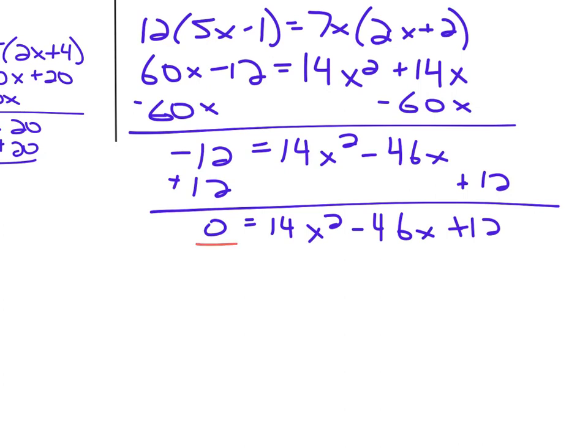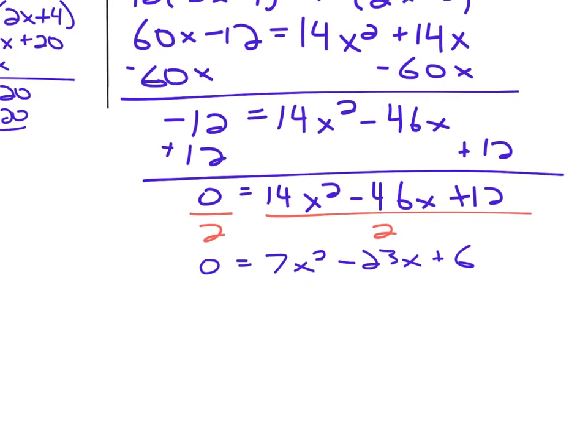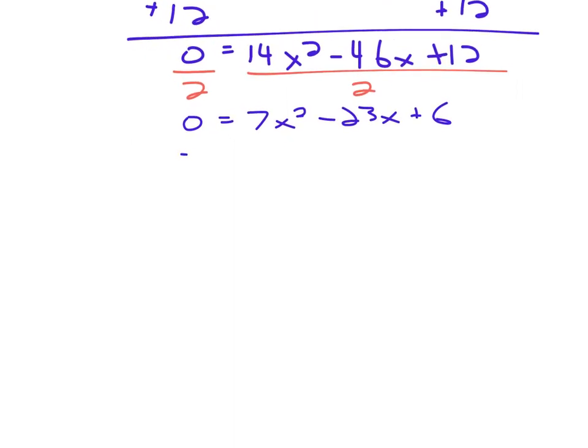Well, dividing 0 by 2 still gives you 0. And dividing all of these things by 2, you end up with 0 equals 7x squared minus 23x plus 6. Okay? And now we're trying to factor this. I've worked with you on this before over the last week, but we're going to factor this.